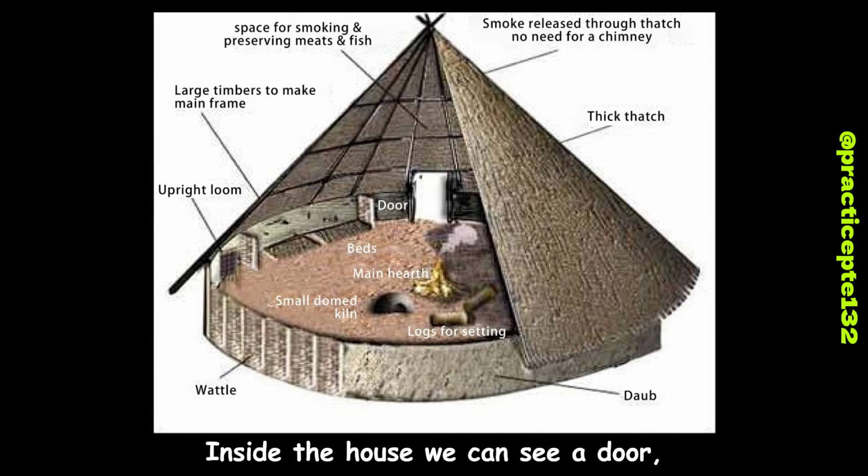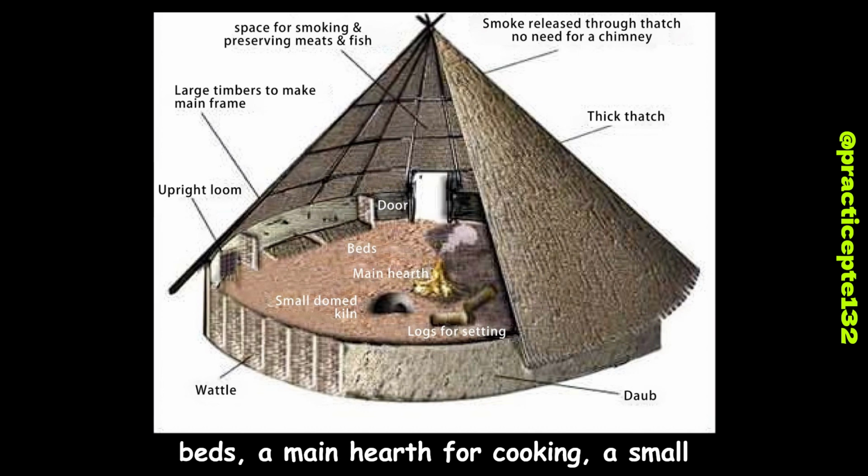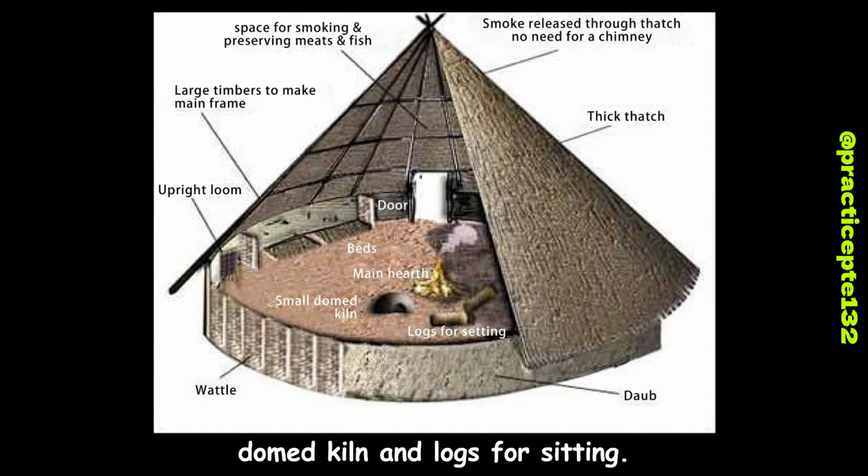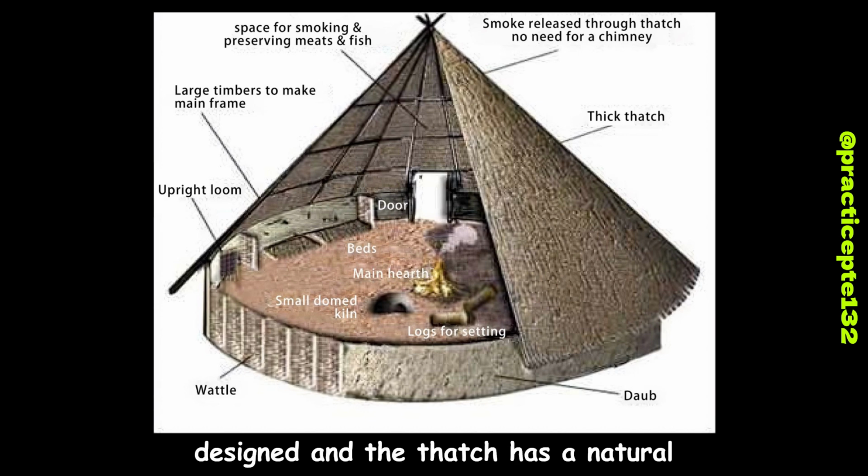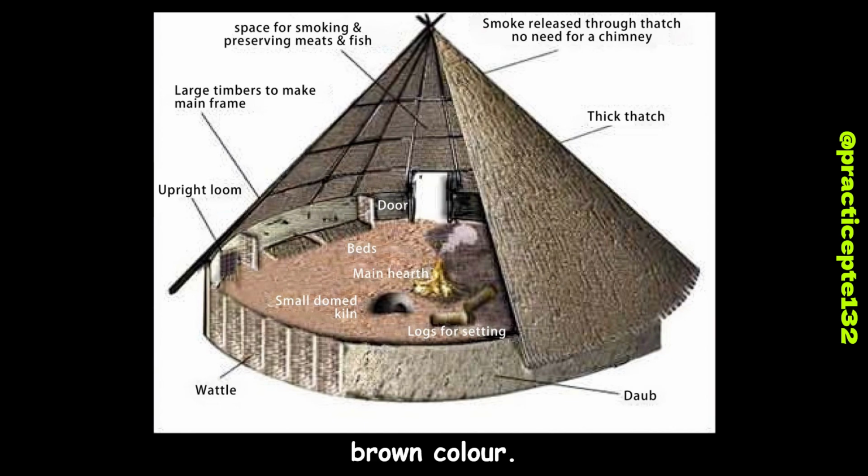Inside the house, we can see a door, beds, a main hearth for cooking, a small domed kiln, and logs for sitting. In conclusion, the structure is well designed, and the thatch has a natural brown color.